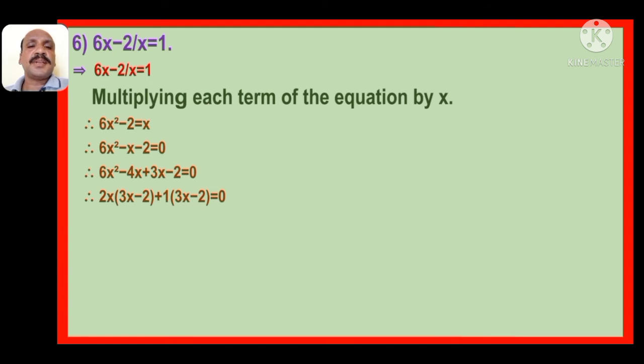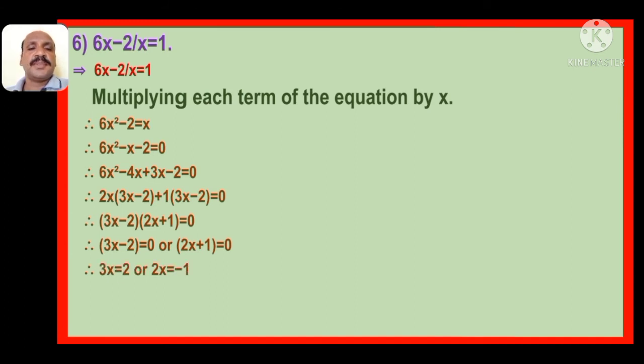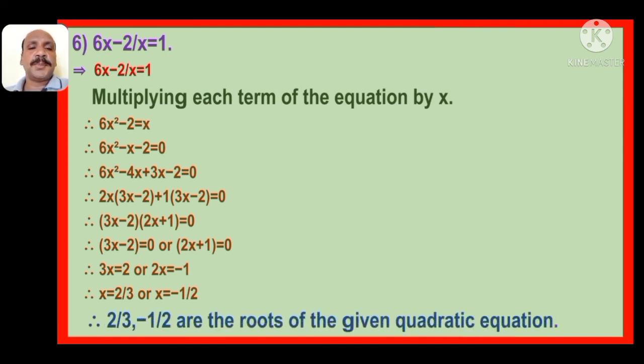After this, the equation becomes 2x into 3x minus 2 plus 1 into 3x minus 2 is equal to 0. 3x minus 2 into 2x plus 1 is equal to 0. Therefore, 3x minus 2 is equal to 0 or 2x plus 1 is equal to 0. Therefore, 3x is equal to 2 or 2x is equal to minus 1. The value of x is equal to 2 upon 3 or x is equal to minus 1 upon 2. Therefore, 2 upon 3 and minus 1 upon 2 are the roots of the given quadratic equations.